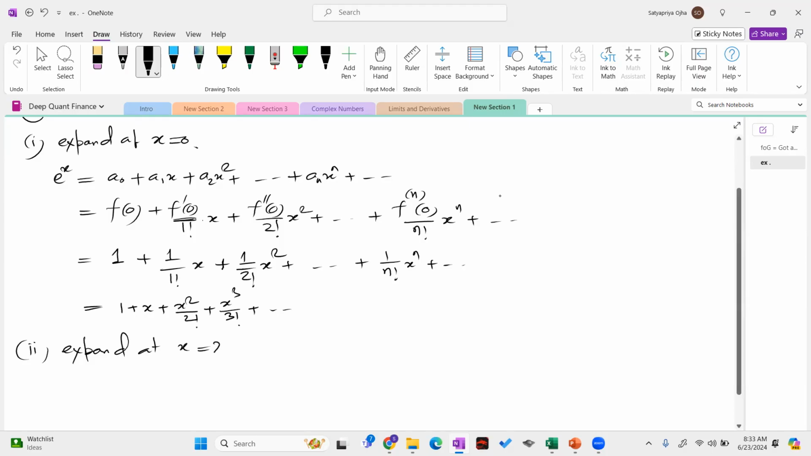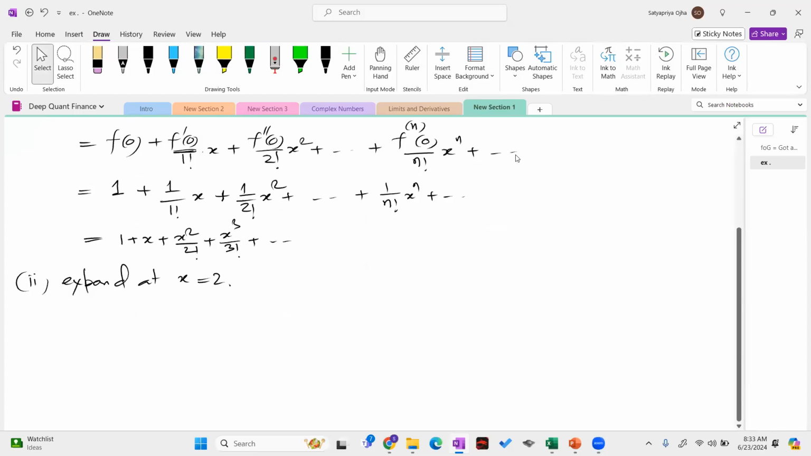Now question 2 was expand at x equal to 2. So not at 0. How do we do this? There are two differences, remember. One is the form is different. Do not write a0 plus a1x plus a2x squared plus a3x cubed. That form does not exist. Form is different. The form is this, a0 plus a1 times (x minus k). Remember? a2 times (x minus k) squared.